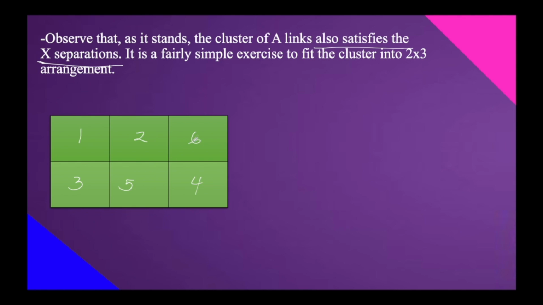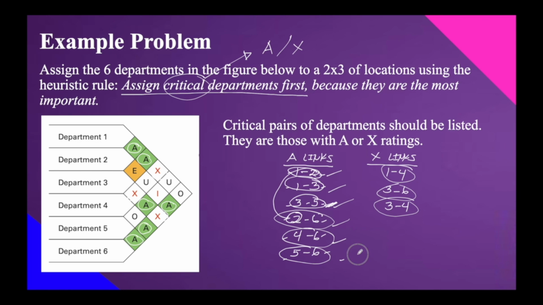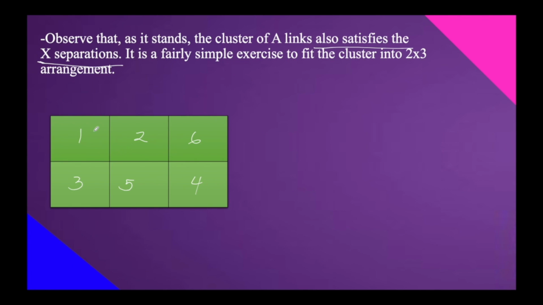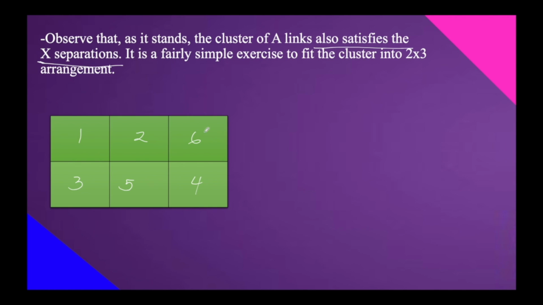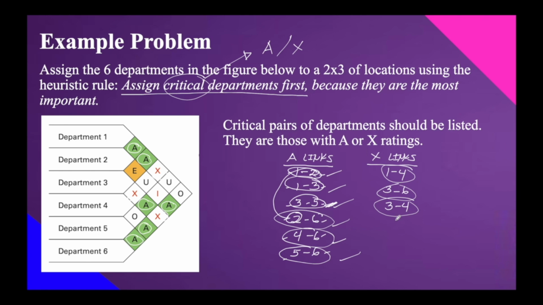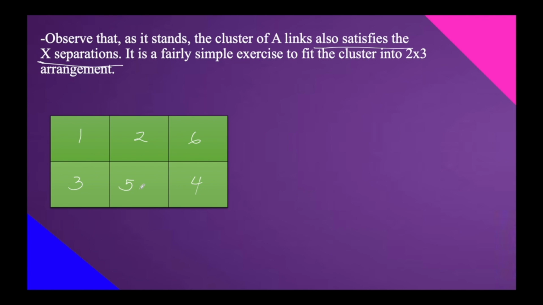5 and 6, dapat daw malapit din. At ayun, di man magkatabi, pero sila, tawag dito, diagonal. Dikit pa rin. So, 5 and 6, okay yan. Dapat daw si 1 and 4 malayo. So, 1 and 4, malayo, totoo naman. Next, 3 and 6, malayo sa isa't isa. 3 and 6, ayun, malayo. And si 3 and 4, malayo. Ayun, may pagitan silang 5.